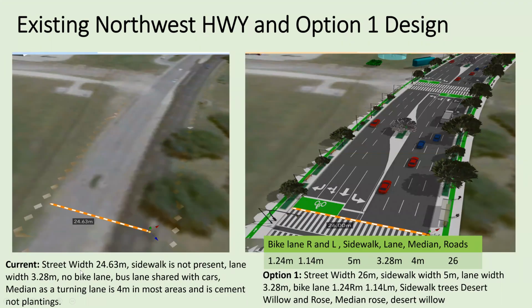This is the existing road, which is an average of 24.63 meters across, with 3 lanes on both sides, a median that's 4 meters, and it includes a turning lane. My first option's design is the closest to what currently exists. Instead of it being 24.63 meters, it's 26 meters.